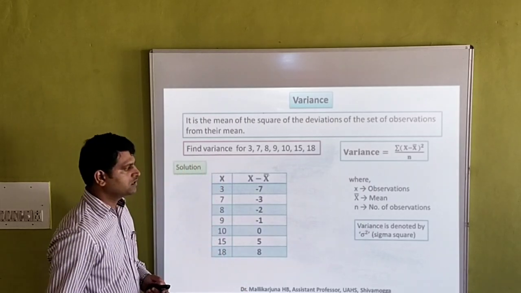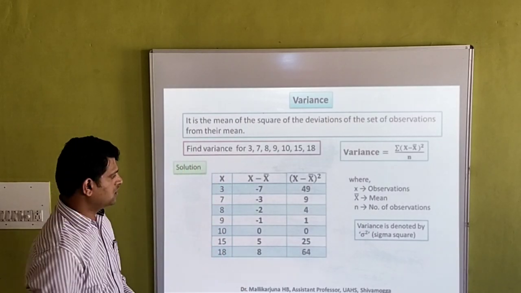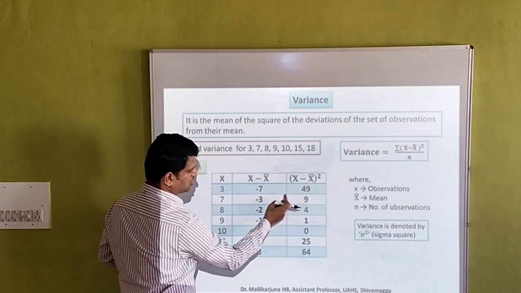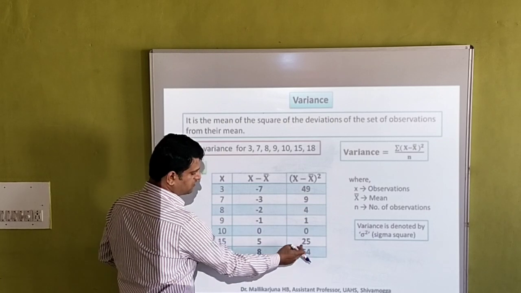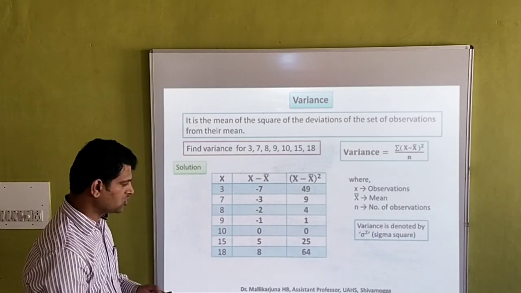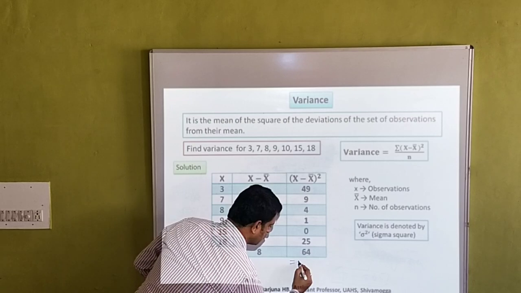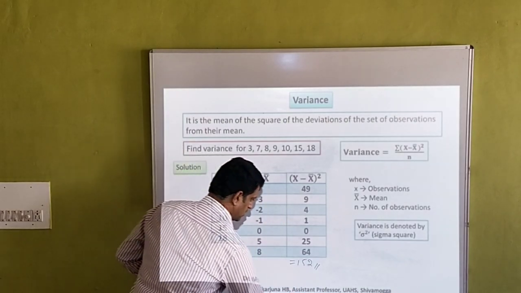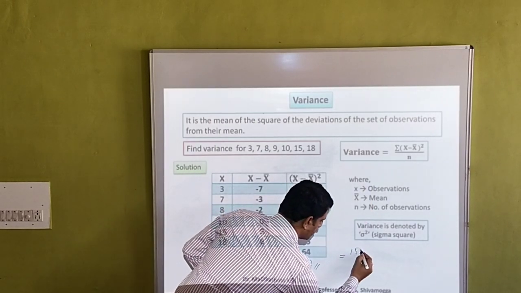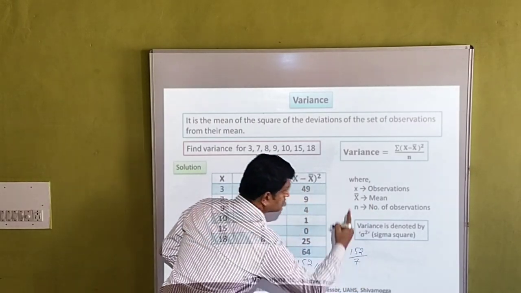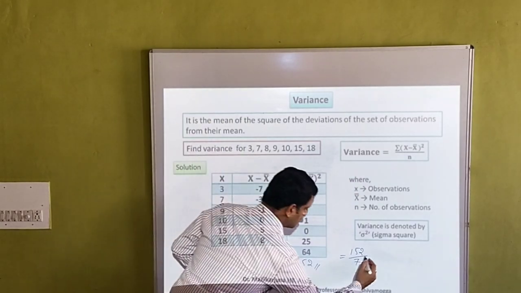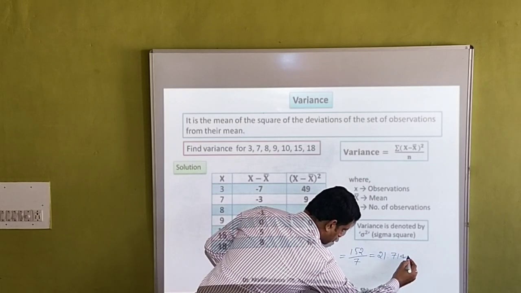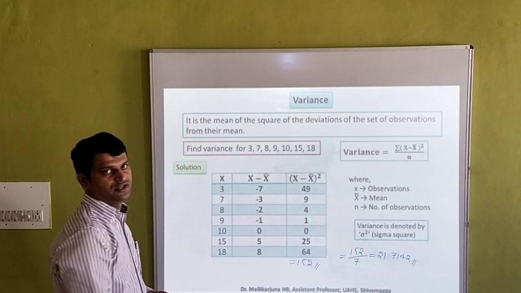After calculating X minus X bar, the square of this is the same thing. 7 square is 49, 3 square is 9, sorry, 5 square is 25, 8 square is 64. So the total here, of course, is 152, which I calculated in the previous slide. And for this, 152 divided by 7, since n is the number of observations, 7. So of course, without square root, this is 21.7142. This is the variance.